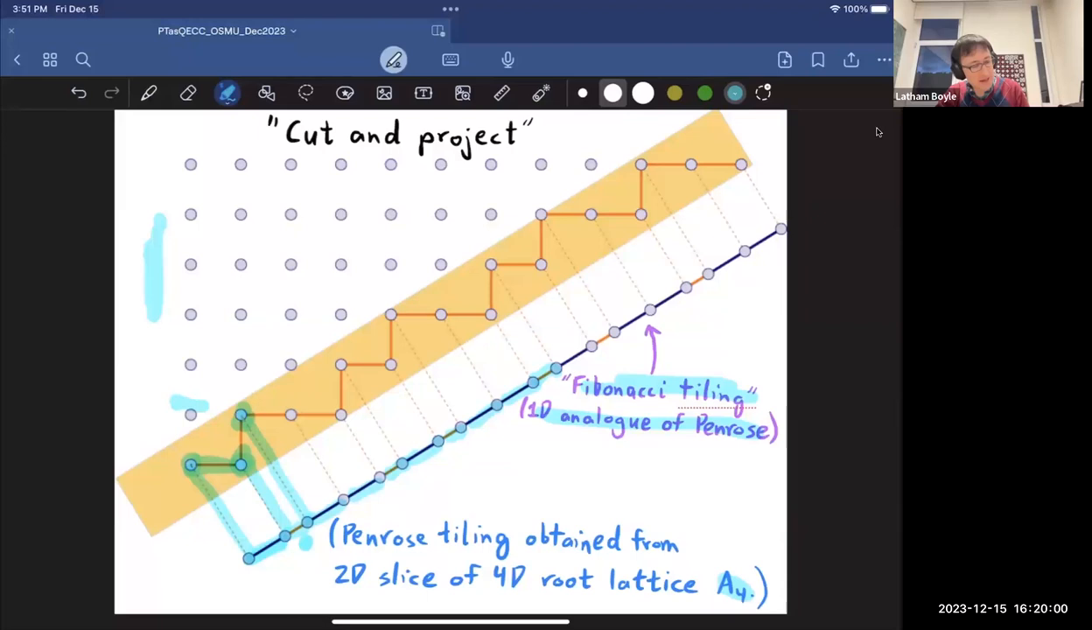And as I say, the Penrose tiling can be constructed very analogously, except now we start from the four-dimensional A4 root lattice, a particularly symmetrical lattice in four-dimensional Euclidean space. And now we take a particularly symmetric two-dimensional slice through that lattice, one of the eigenplanes of the so-called Coxeter element of the A4 root lattice. But it's the same idea. We create a thickened strip around that slice, and then the points that we project onto the 2D slice from the 4D lattice are the vertices of the Penrose tiling.